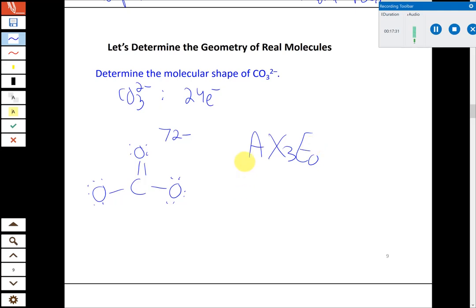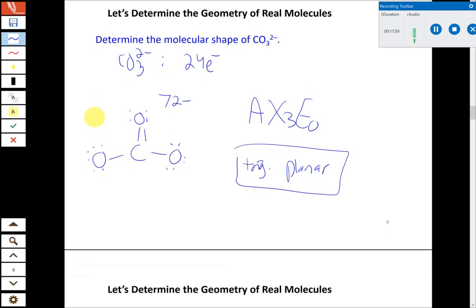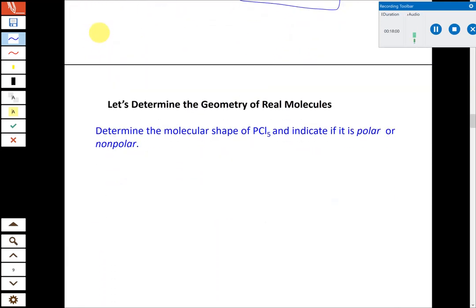And so if it's AX3E0, that's going to be a trigonal planar electron group arrangement and a trigonal planar molecular shape. Remember that if there's no lone pairs on the central atom, the electron group arrangement and the shape are the same. So there's a table in the last notes that summarizes all of these. But that's again what we do. We get a Lewis structure, or at least a close approximation of it, and then we can go from there to figure out the AXE notation and translate that into a molecular shape. So that's how we do CO3 2-.